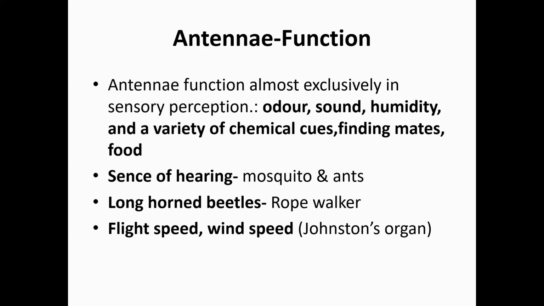They are also capable of measuring flight speed or wind speed with the help of an organ known as Johnston's organ. These are concentrations of sensory cells located internally in the pedicel of each antenna. Johnston's organs are very sensitive to minute changes in the antennal position. Through that, they are capable of measuring the flight speed or wind speed.